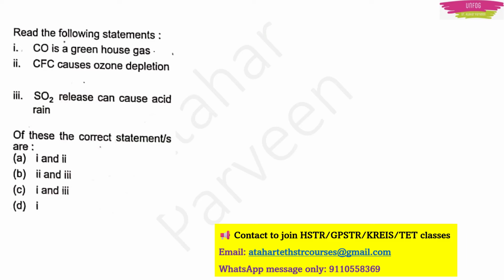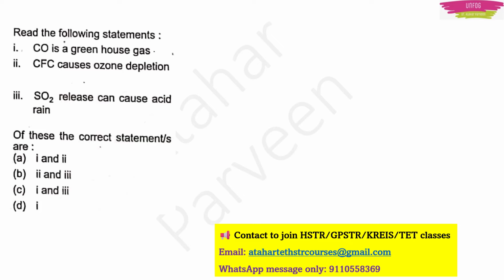See this question. It is from the GPSTR 2017 question paper. Let us first read the question. Read the following statements. Carbon monoxide is a greenhouse gas. CFC causes ozone depletion. Sulfur dioxide release can cause acid rain. Of these, the correct statement/statements are; 4 options are given.